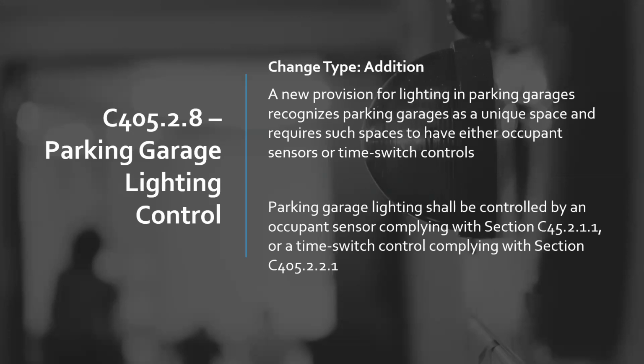Parking garage lighting control, I talked about that just a second ago, but new provisions for lighting in parking garages recognize parking garages as a unique space. So it's kind of separating that and saying, okay, well, now you're going to have to handle this differently. It requires such spaces to have either occupant sensors or time switch controls. So parking garage lighting shall be controlled by an occupant sensor complying with sections 405.2.1.1 or time switch controls complying with sections 405.2.2.1.